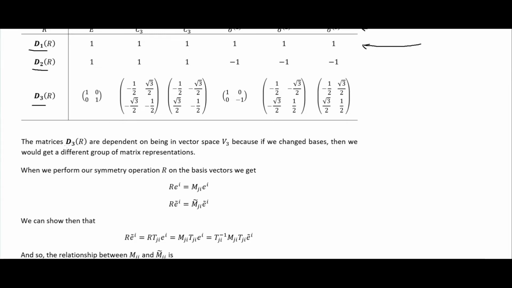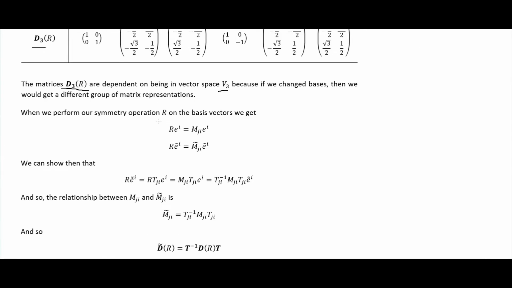And so the matrices, which is this D3 of R here, so this function of our symmetry operations, are dependent on the vector space being this, because if we changed bases, then we would have a different group of matrix representations. So when we perform our symmetry operation R on the basis vectors, we get this. In one basis, we are doing this symmetry operation, and it gives us this matrix. In a different basis, it gives us this other matrix.